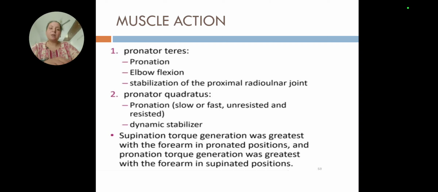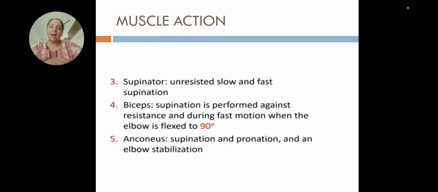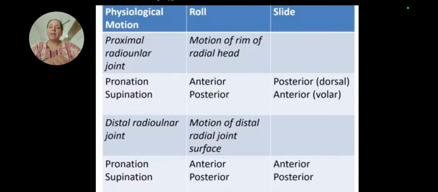Now the supinators, they basically work for supination, the supinator and biceps. They both work when the elbow is flexed to 90 degrees. The supinators as well as the elbow flexors work together, along with the anconeus. Now going to the arthrokinematic movements.